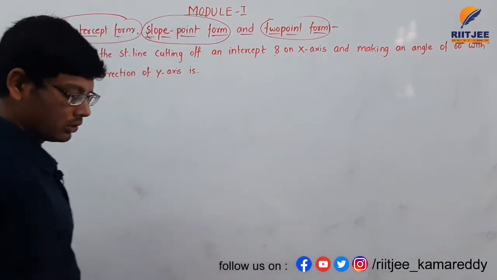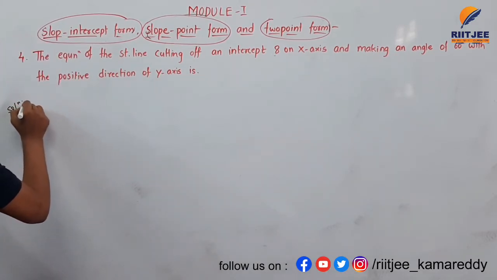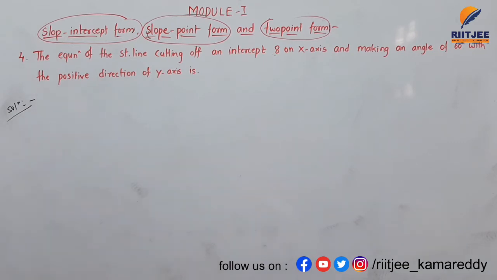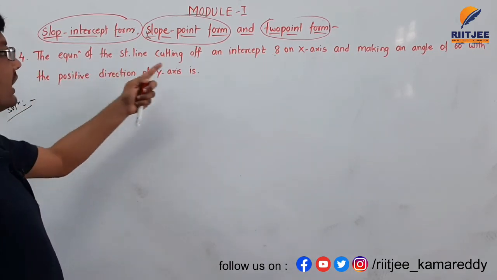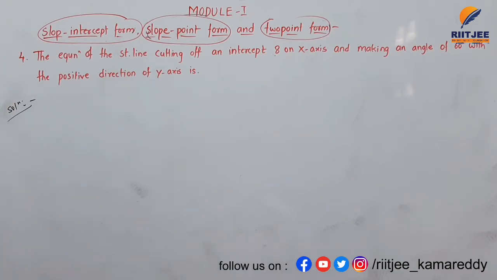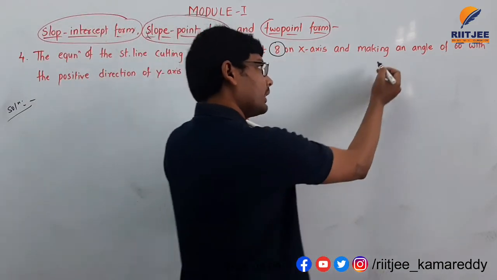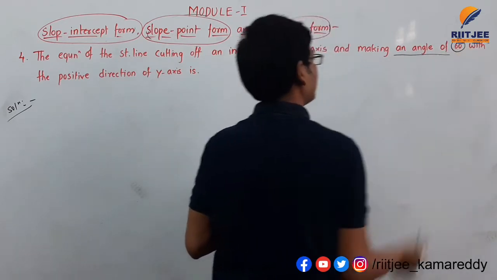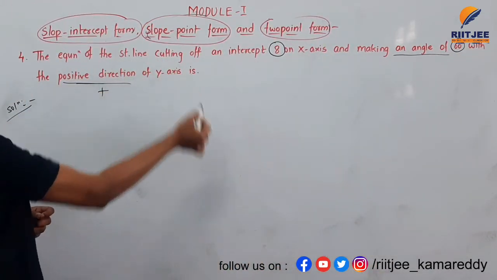If you look at this question, first read and understand the question, whatever is given. The equation of a straight line cutting off an intercept of 8 on the x-axis and making an angle of 60 degrees with the positive direction of the y-axis.